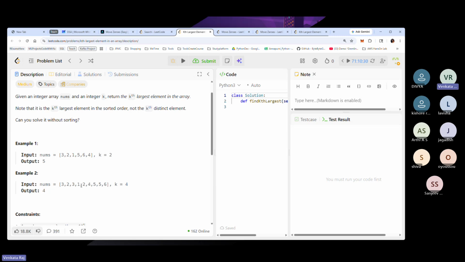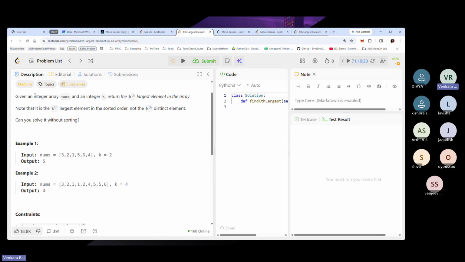They clearly mention it is not the kth distinct element. If you sort it and take the fourth position and give it to them, they will not accept it as the fourth largest element. They want the real largest element. There might be multiple threes, but they are still considered the third largest element only. If they have 1, 2, 3, then 3 is only the third largest element, even though it has ten threes. What is the next value? 4. 4 is the fourth largest element.